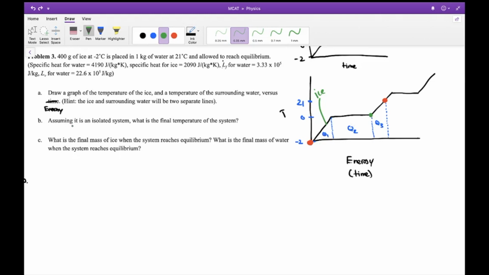Okay, so for part B, assuming it's an isolated system, what is the final temperature of the system? When it says isolated system, what it's trying to say is there's only two things in the system: the water and the ice, right? So any energy that's being inputted into the ice to increase its temperature is being given by the water. As our energy is increasing, that energy is coming from whatever the water is giving. So as the water decreases in temperature, the ice increases in temperature.